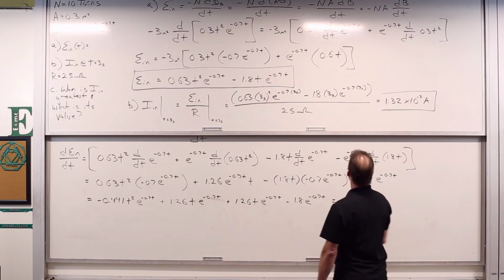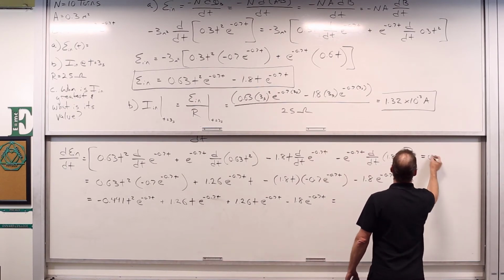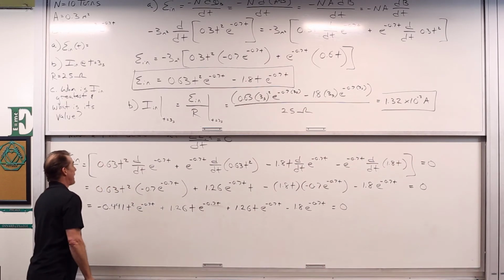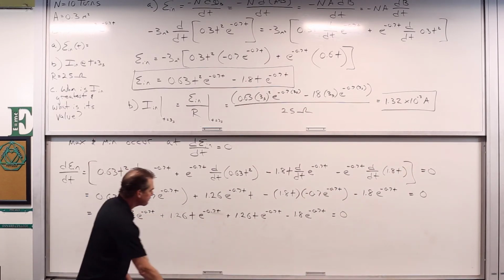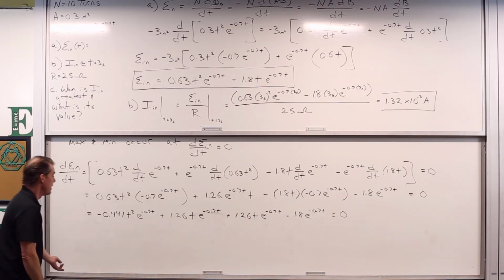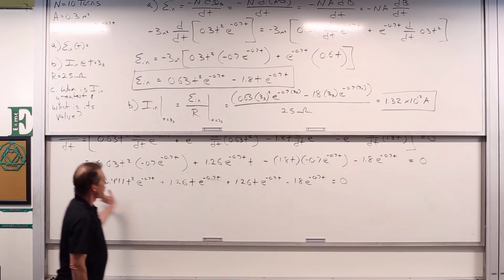What does that have to equal? Well, forgot to put that in the end. Equals zero. So we're finding, again, the maxima and minima. And then we can figure out what the actual largest value of the induced current is. So this is what we've got. We got to solve this for t.